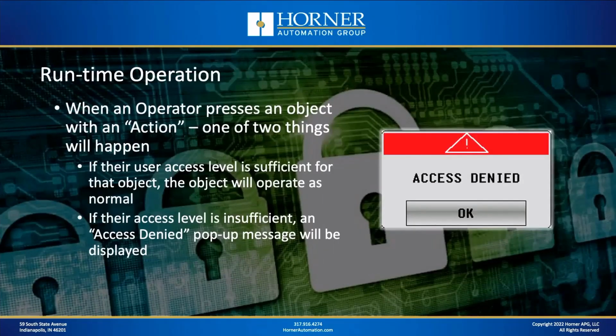Okay, now at runtime, what happens? Well, an operator would log in, or if they haven't logged in, the access level effectively is going to be 0 for that operator. And then if they attempt to push a button that has an access level higher than their authorized level, they'll get an access denied pop-up on the screen that will let them know that they don't have sufficient access level to perform that function.